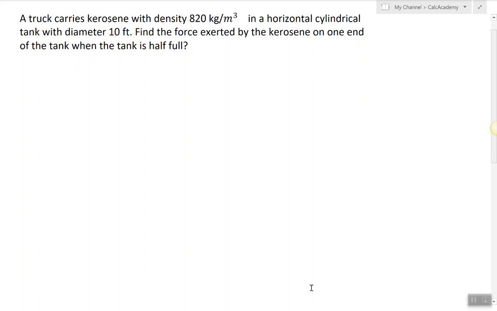In this video I will show how to find the hydrostatic force exerted by a liquid on a surface submerged in the liquid. So the formula that we're going to use is the following. To find the force, we're going to integrate from a to b, where a to b represents the lowest and the highest level of the surface. And the integrand is rho g, where rho is the density, g is the gravitational constant, times h of x.